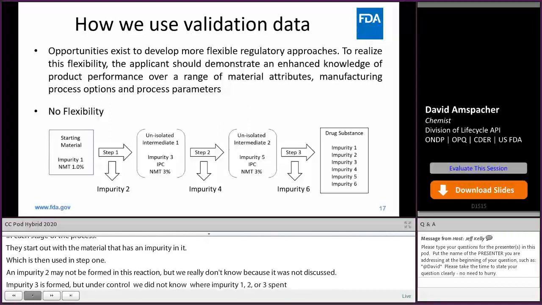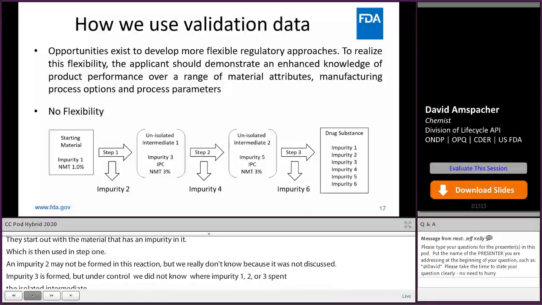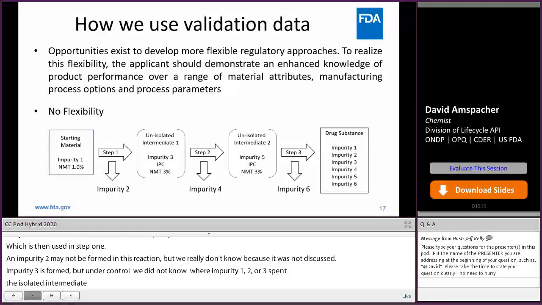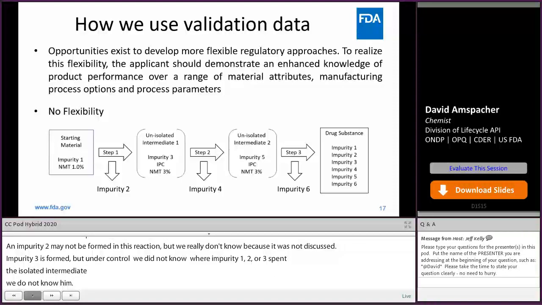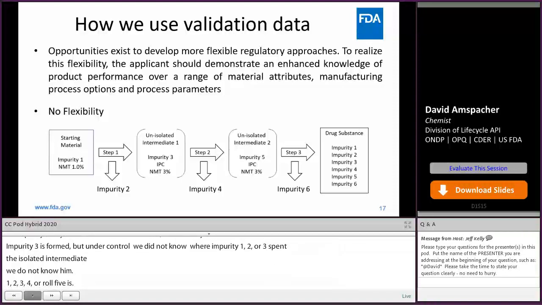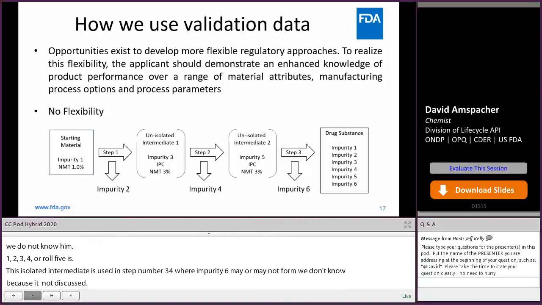Impurity 5 forms, but it's only controlled as an in-process test, so at this point we do not know where impurity 1, 2, 3, 4, or 5 is. This unisolated intermediate is then used in step 3, where impurity 6 may or may not form. We don't know because it's not discussed. So now at the end in the drug substance, we're concerned about impurities 1, 2, 3, 4, 5, and 6. So this is a situation that we refer to as deferring all the testing of impurities until the drug substance.